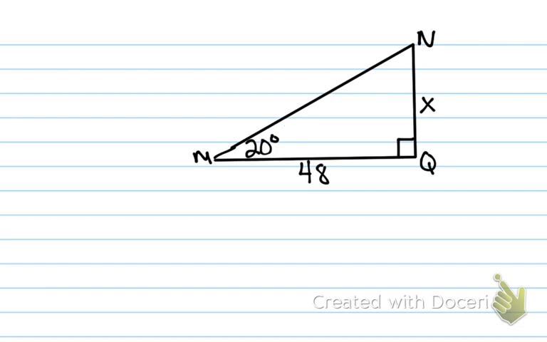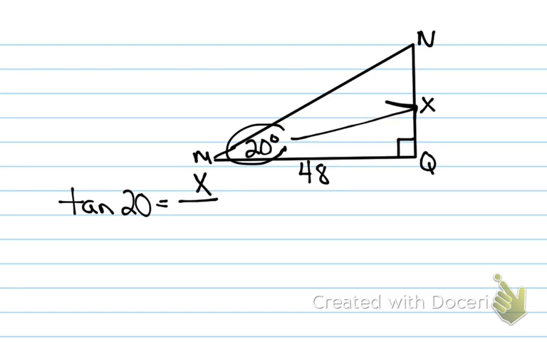Tangent of 20, okay? So I go tangent 20 equals, what's my ratio? What's my ratio for tangent? Opposite over hypotenuse. So which side is opposite? I'm sorry, yes, opposite over adjacent. So which side is opposite? No, look, 20 degrees. Which side is opposite 20? X. Okay. Now, which side is adjacent? 48. Okay.